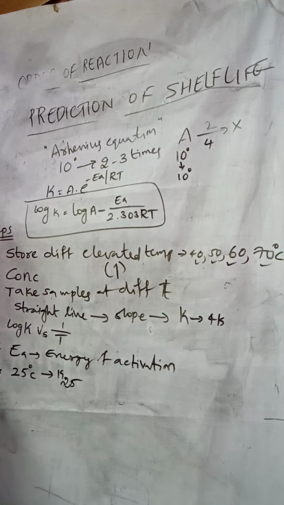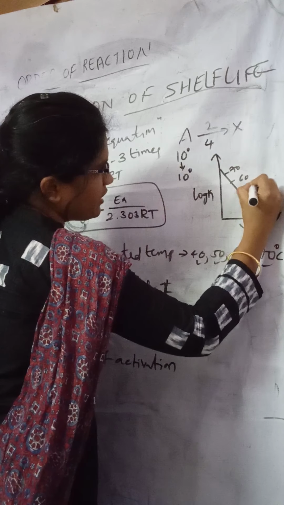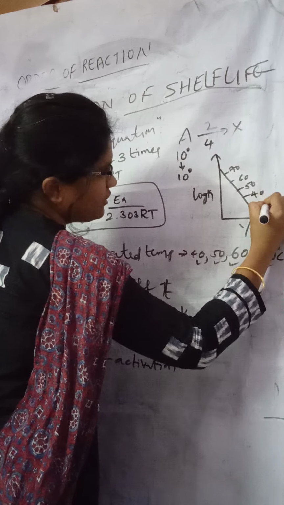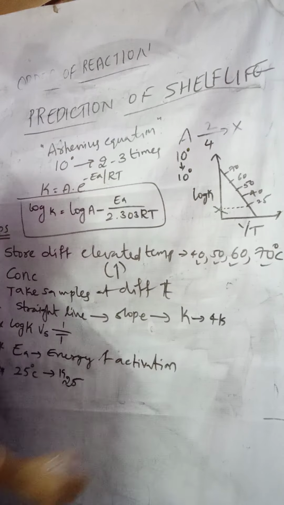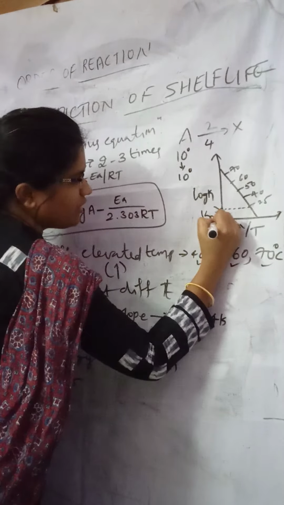The graph will be like this. On the X axis you are taking 1 by T, on the Y axis you are taking log K. That graph will be like this. So here 70, 60, 50, 40 and 25. From this 25 you have to extend. Here you will get the value of K25. That you can directly substitute into the equation. So this is regarding the prediction of shelf life for solids.